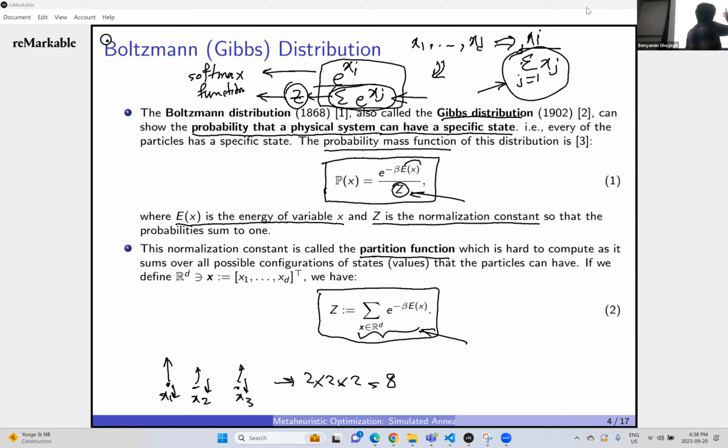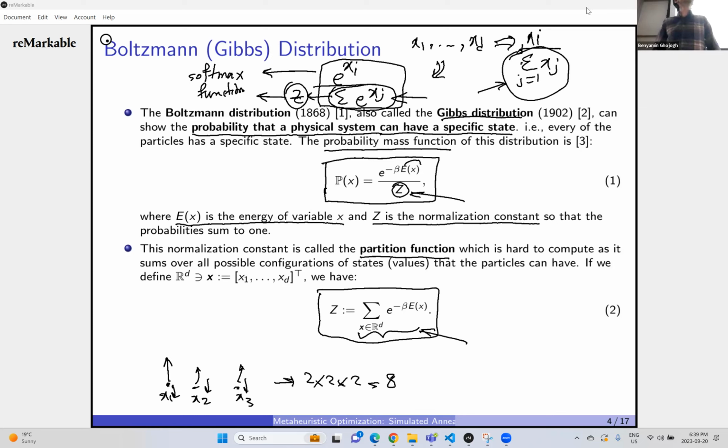And the normalization Z here is a normalization factor, which makes this probability between 0 and 1 and also makes it sum to 1. As you see in equation 2, it is summing over all permutations of the x's, right? And you can imagine, assume you have 2 x's, these 2. Then how many cases do you have?